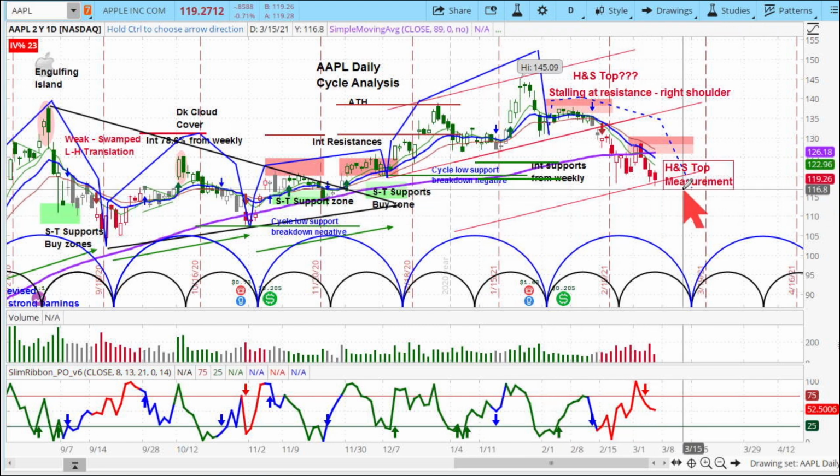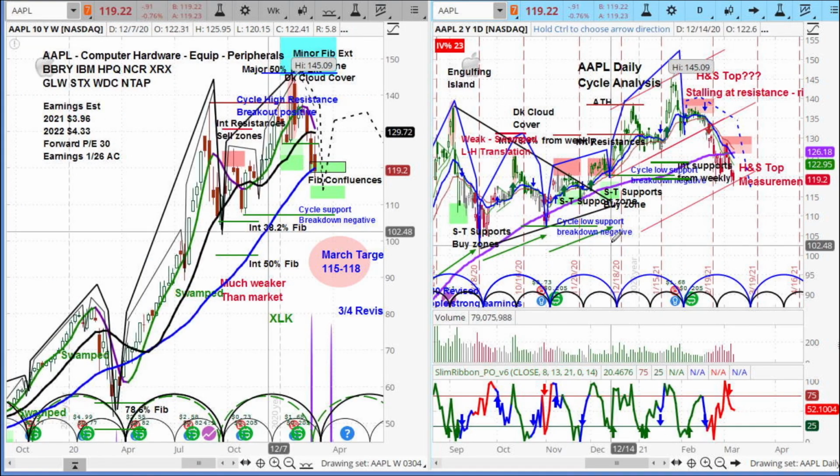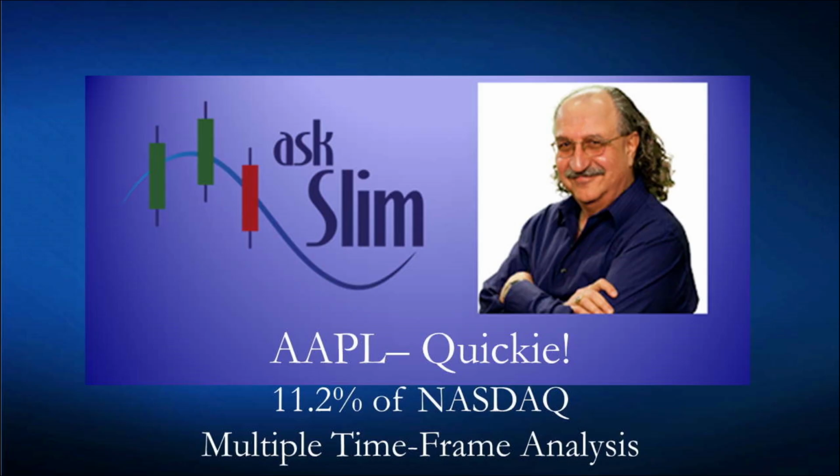This looks like it has another week. We'll call it 4 to 7 trading sessions to go. And then this decline in Apple should be over with. So that's the quickie analysis in Apple.